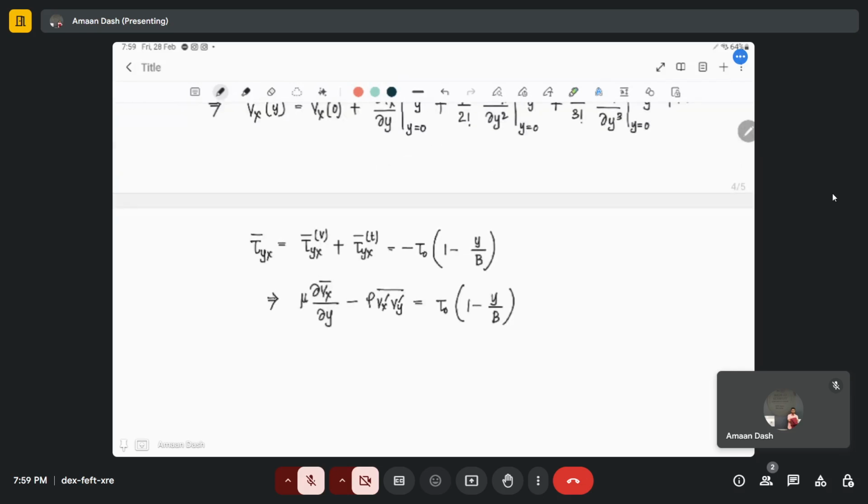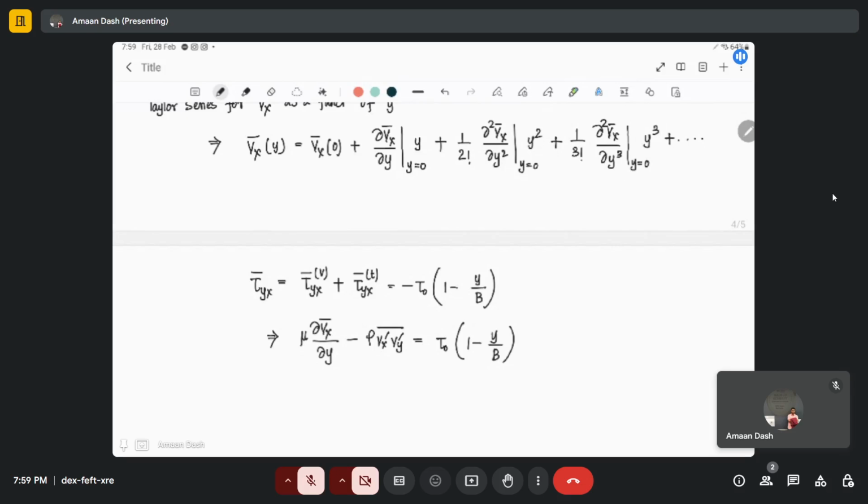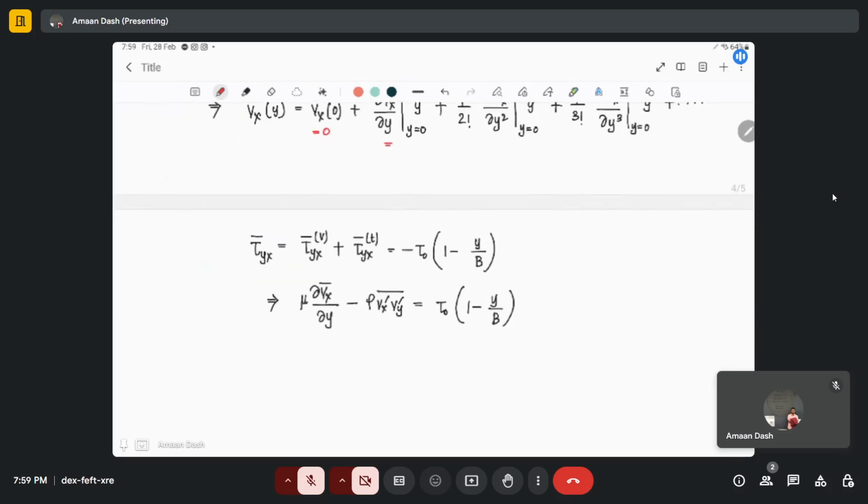Okay. So this is at y equal to 0. So you see this term will be equal to 0 because of no slip, because this is at y equal to 0. And this coefficient that we have, this one, we can obtain from this expression, right?